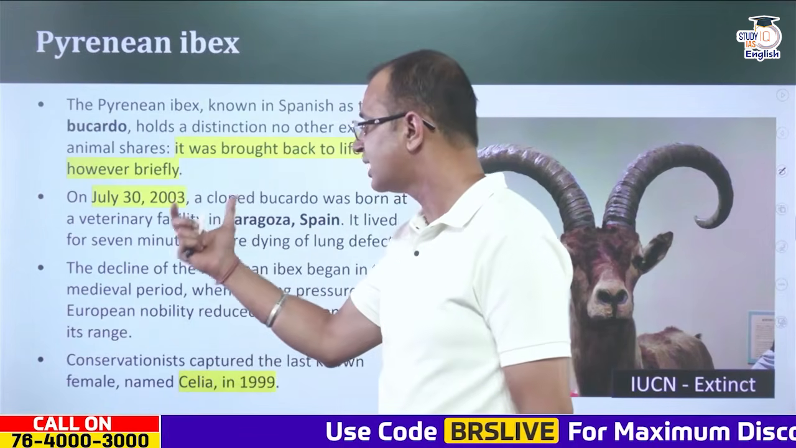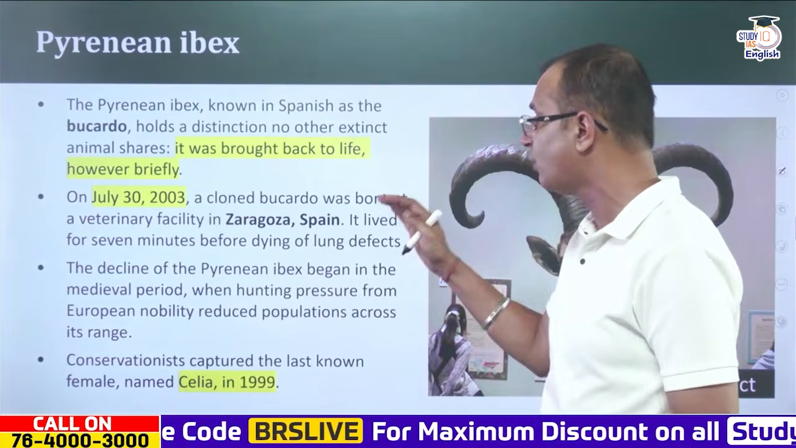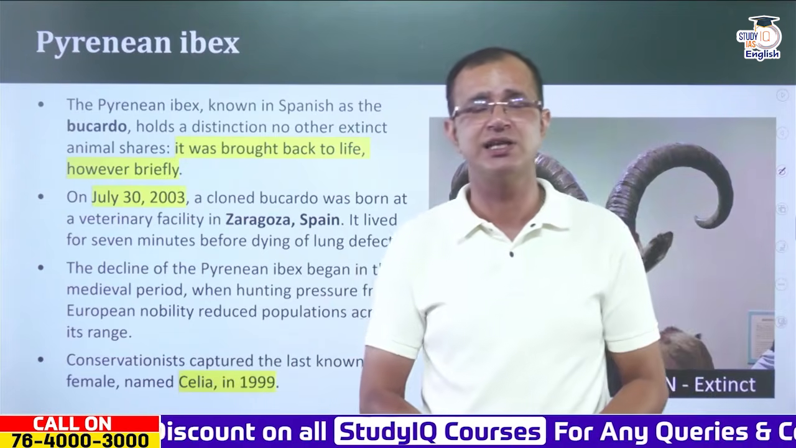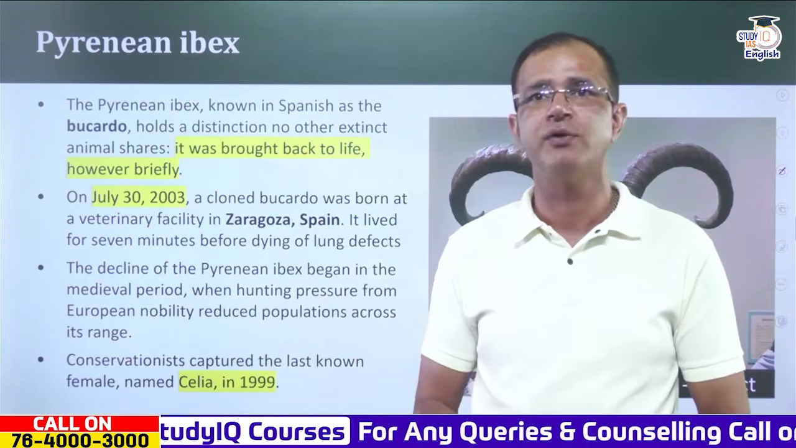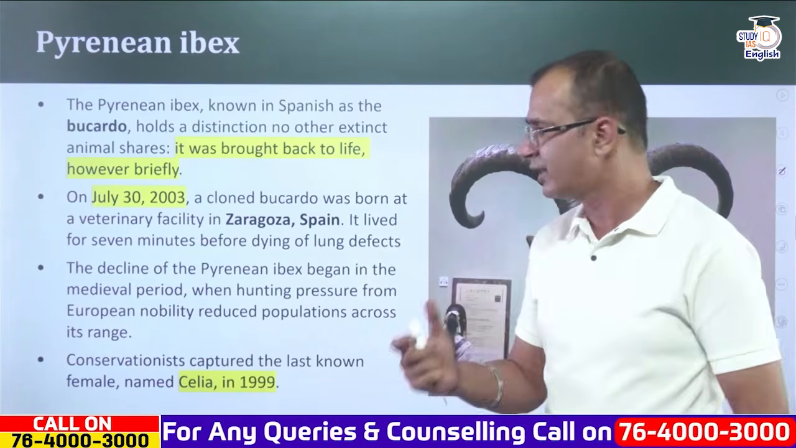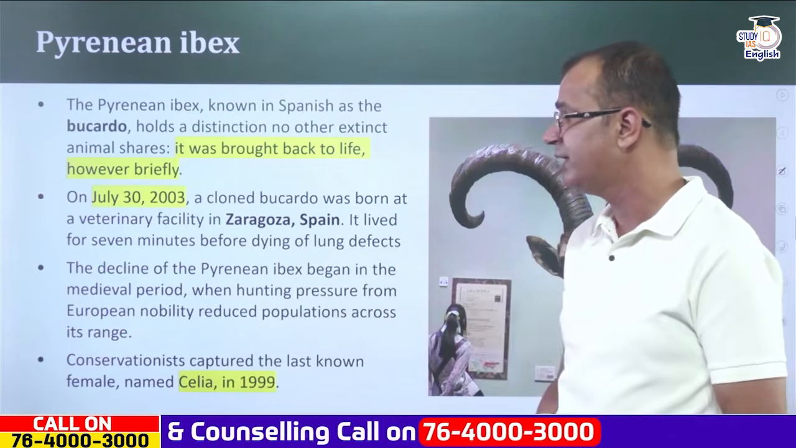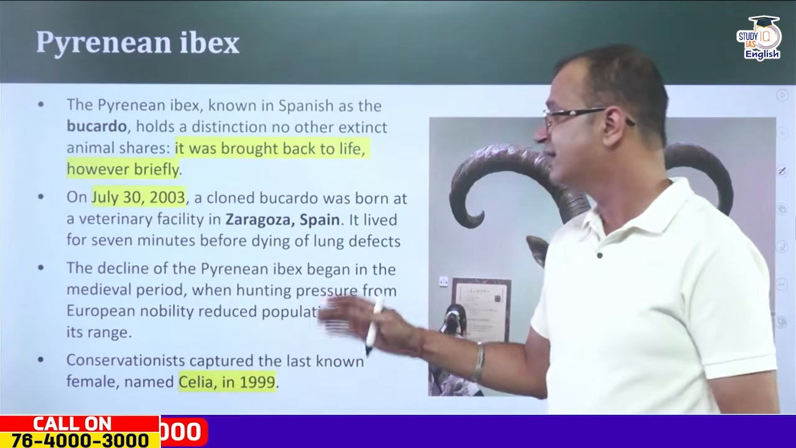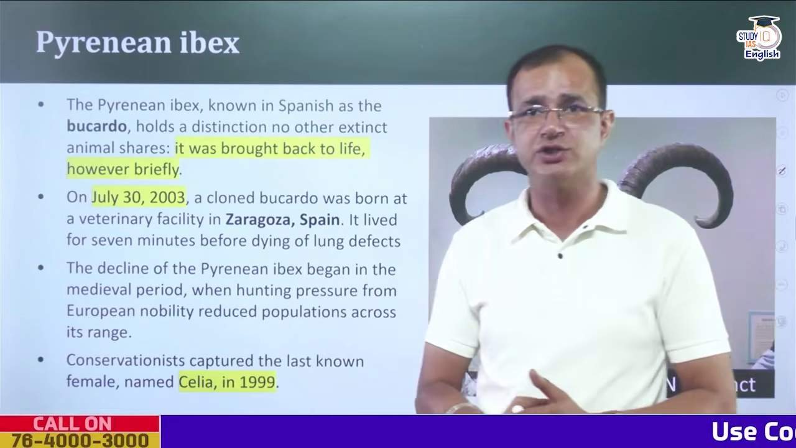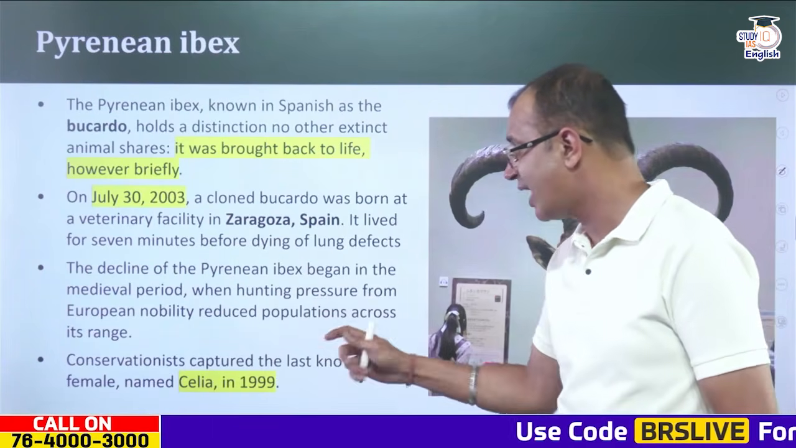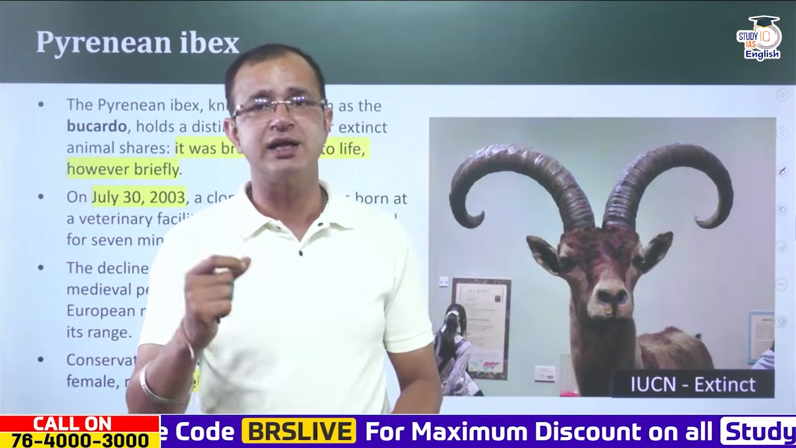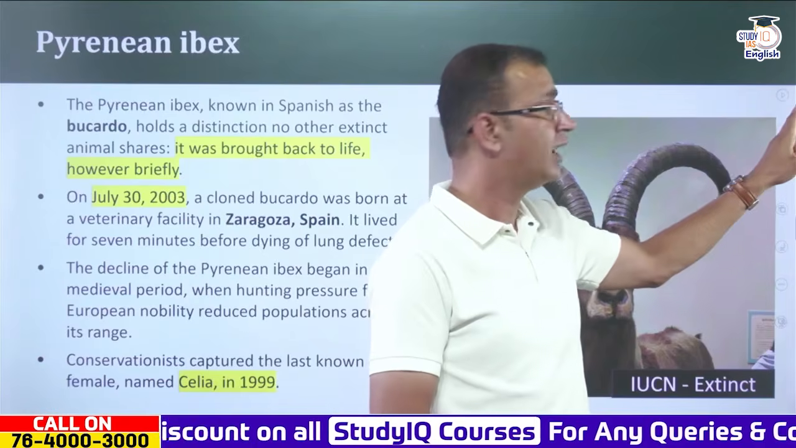Now, it was on the 30th of July 2003 that a cloned bucardo was born at a veterinary facility located at Zaragoza in Spain. But it lived just 7 minutes and died because of the collapse of its lungs. The decline of the Pyrenean ibex began in the medieval period, when hunting pressure from the European nobility reduced the population across its range. Also, conservationists captured the last known female, named Celia, in 1999, and her DNA fragments and tissue culture were taken for the revival of the Pyrenean ibex.